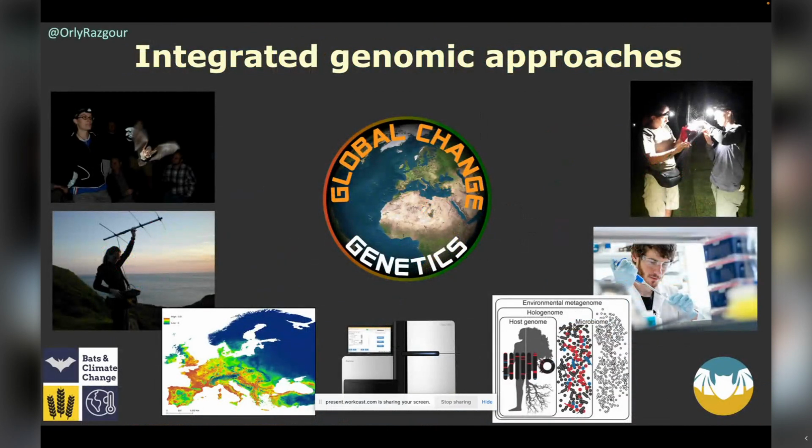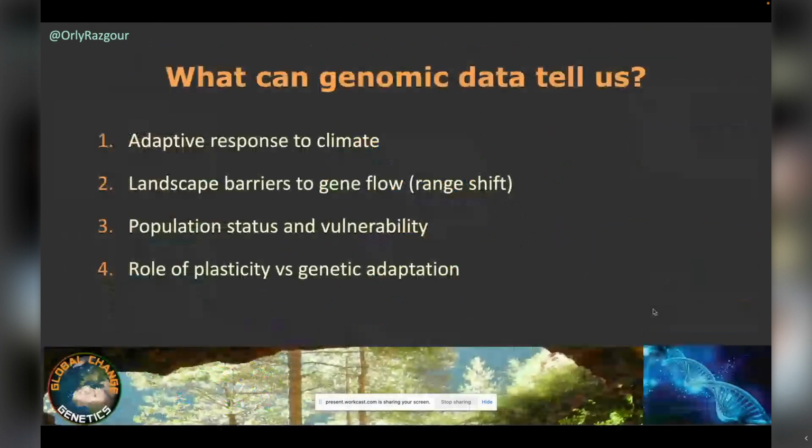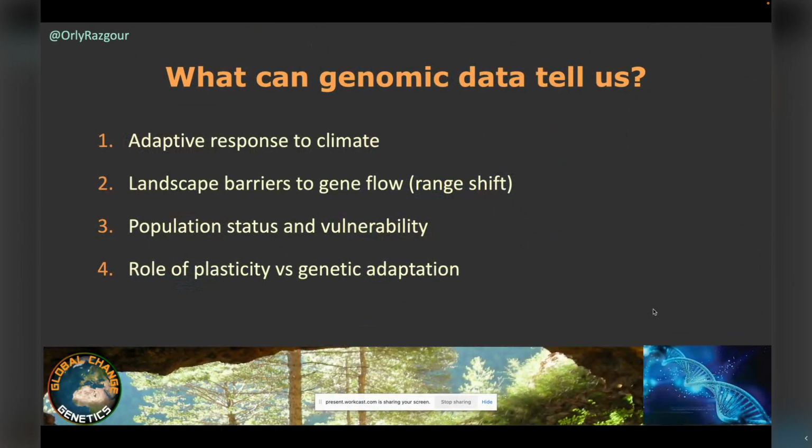So the research carried out in my group uses integrated genomic approaches to address some of these gaps in our understanding of biodiversity responses to climate change. So what can genomic data actually tell us? Well, first, it can tell us something about adaptive responses to climate. And we've seen Sally's talk that really showed how we can use that. Second, genomic data can be used to identify landscape barriers to gene flow, and as a result of that, can tell us something about barriers to range shifts. Genomic data can also tell us something about population status and vulnerability. And finally, we can use genomic data to try and disentangle the role of phenotypic plasticity versus genetic adaptations. I'm going to touch on all these issues in this talk very briefly.